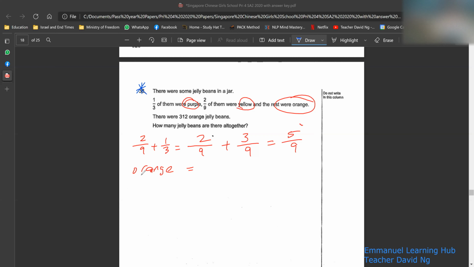No. You see, 1/3 is purple. 2 over 9 is yellow. So 5 over 9 is purple and yellow, right? The rest are orange. The fraction for the rest is how many? 5 over 9 is purple and yellow. But you want orange, right? So what must you do? You can straight away find the fraction that's orange.